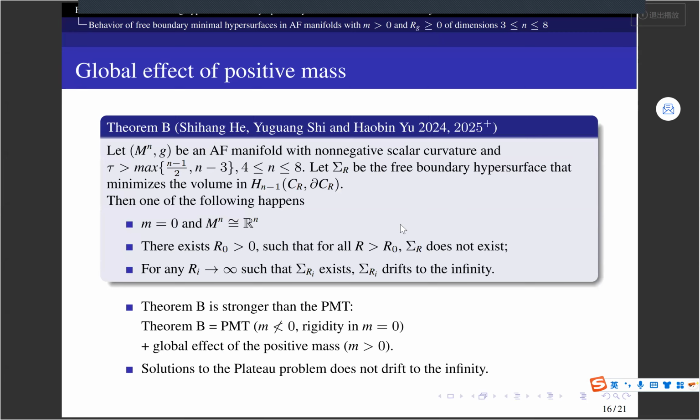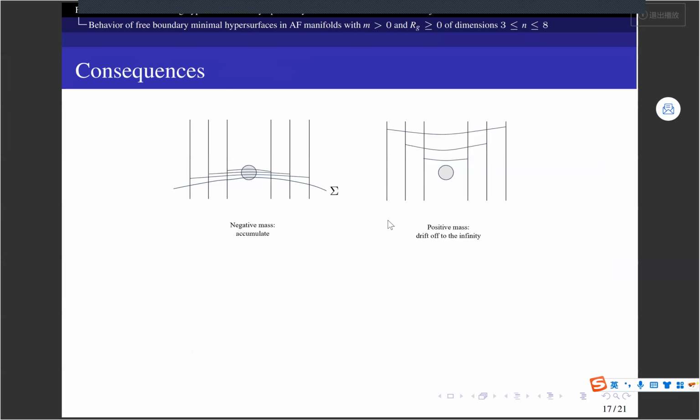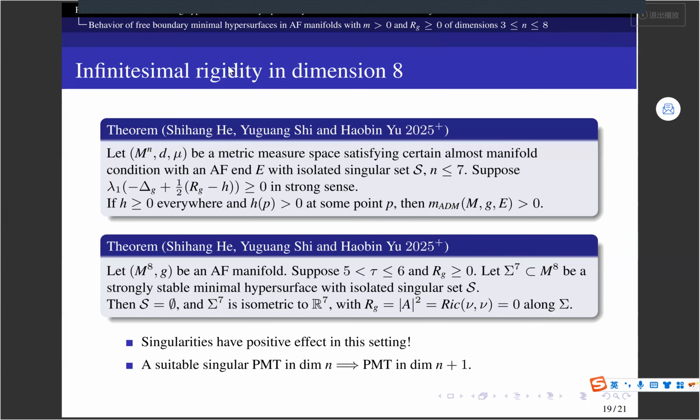Okay, so let us go ahead and finally, I would like to say a little bit about the dimension 8 case. In the dimension 8 case, the only difference is that there is no infinitesimal rigidity result that you can apply. So we have established an infinitesimal rigidity result for strongly stable minimal hypersurfaces with isolated singularity.